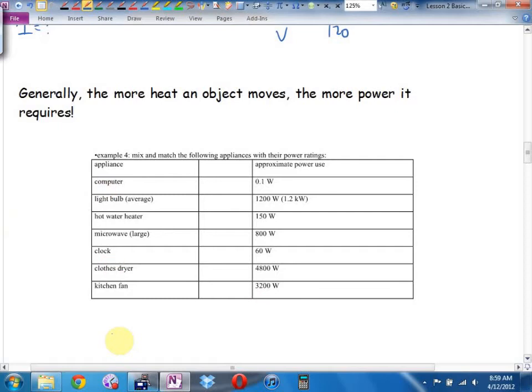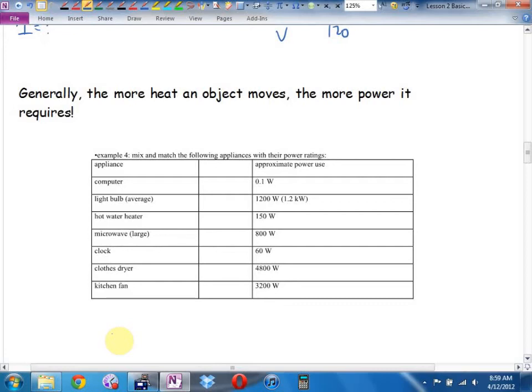Well, which of these moves the most amount of heat? And here's your hint. The device that has the highest power here actually requires a special power outlet in your house. You may or may not know that, but it has a special outlet. I heard it. Yeah, your clothes dryer.